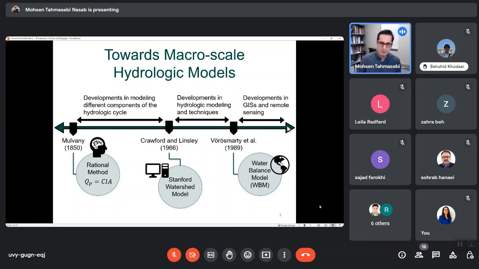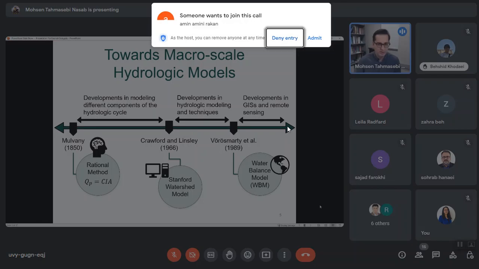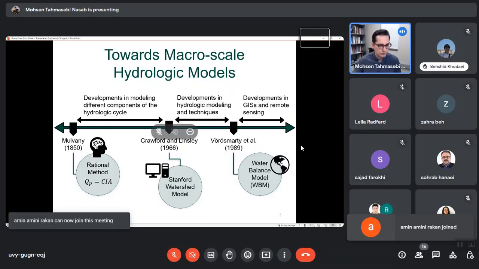1960s, the development in hydrologic modeling was about developing the theory behind modeling different components of hydrologic cycle. And then after that, the developments were mostly in developing hydrologic models and the techniques that we use for hydrologic modeling. And eventually, sometime in the 80s, the developments were focused on geographical information systems and remote sensing and how we can incorporate those into our hydrologic models. I should mention that this graph that I have created over here is a rough graph to just give you an idea. I could put a lot of watershed moments and points on this graph, but I decided just to show you three significant ones.